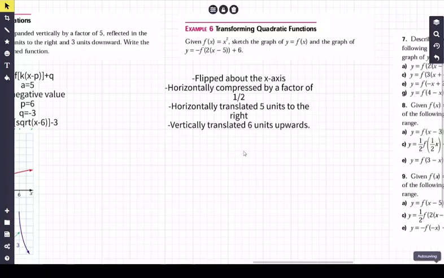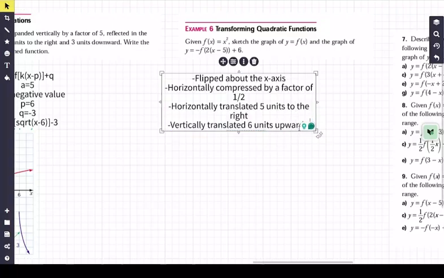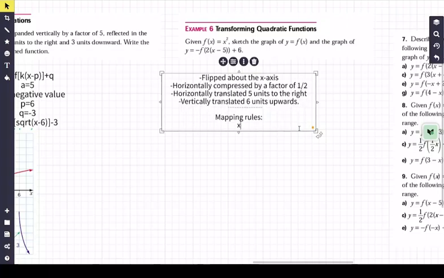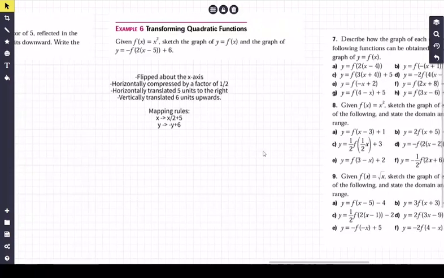I don't believe you have any problems. So you know what, we'll just do the mapping rules, even though I don't require it. So mapping rules. x will become, we are dividing by 2, so x over 2, and then plus 5, because we're moving 5 units to the right. And then we are doing negative y since we flipped it across the x-axis. And then we're moving 6 units up, so plus 6. Simple. That is our mapping.